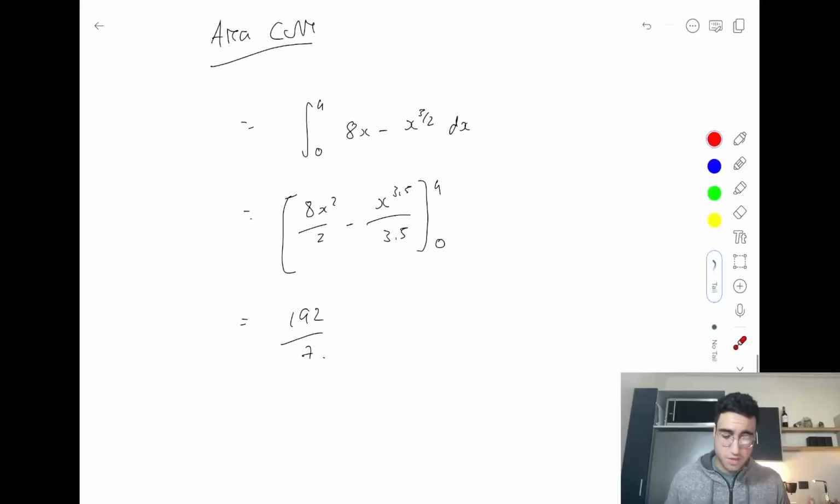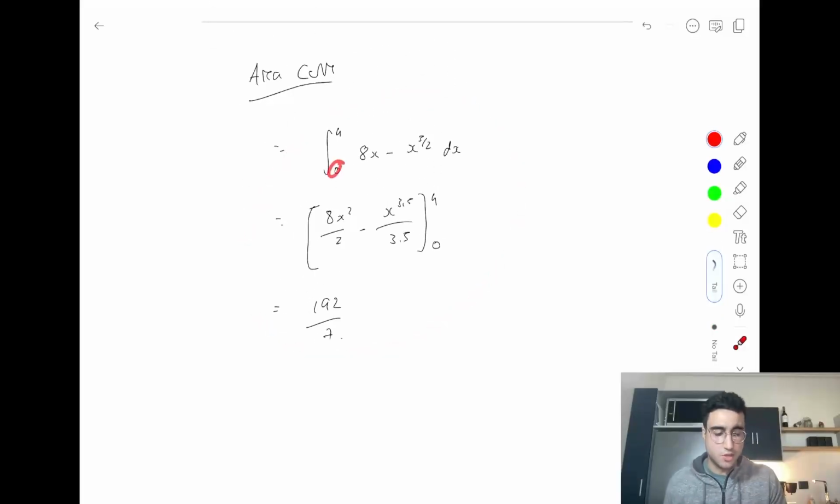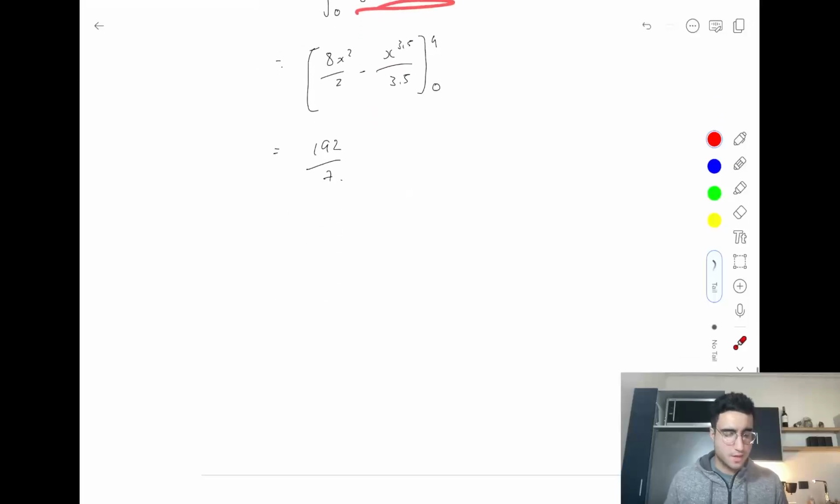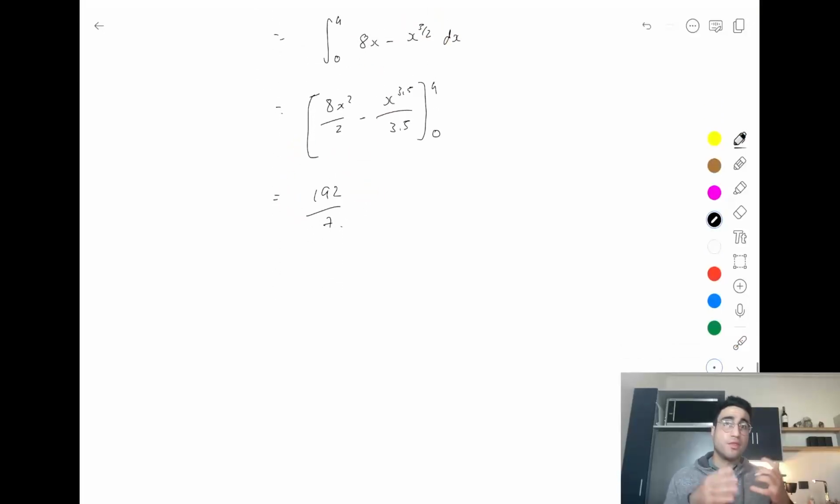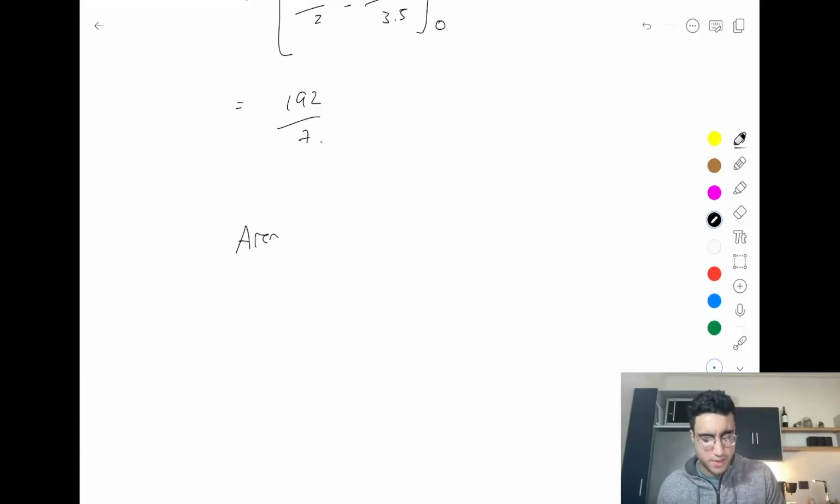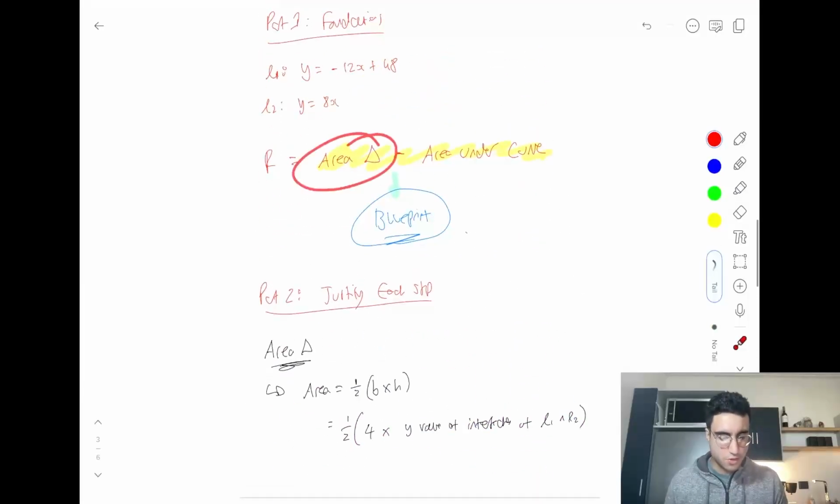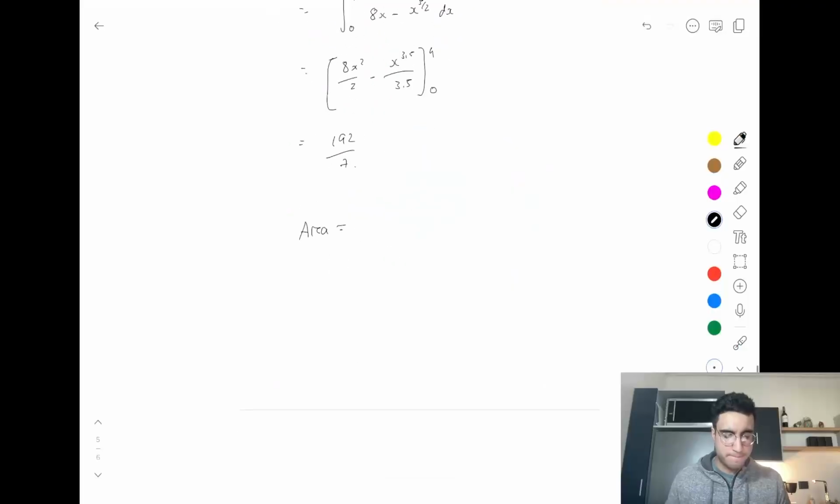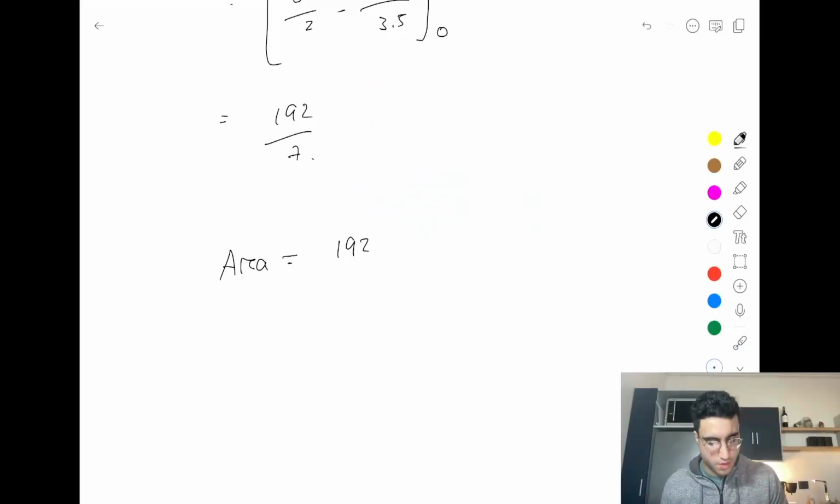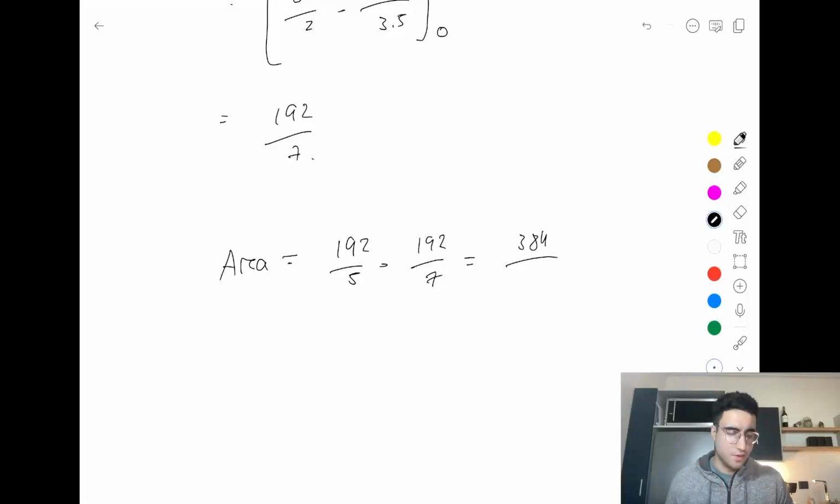Alright guys, as you can see, this is purely computational, which is the integral between 0 and 4 of our curve. We get 192 over 7. No real thinking or deriving needed there. It's simply just computational. So as a result, we can say that our total area, again going from our blueprint, triangle minus area under the curve, is simply going to equal 192 over 5 minus 192 over 7, which gives us 384 over 35 units squared. That's going to be the final answer there.